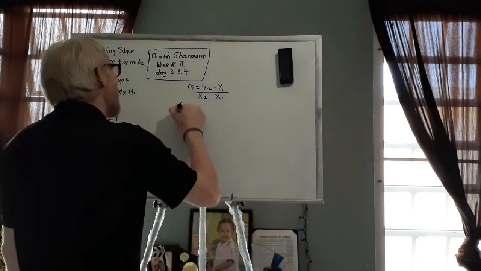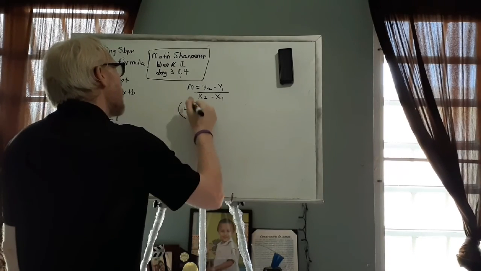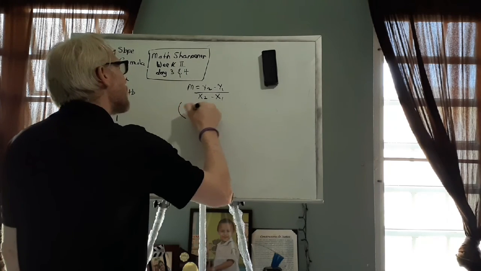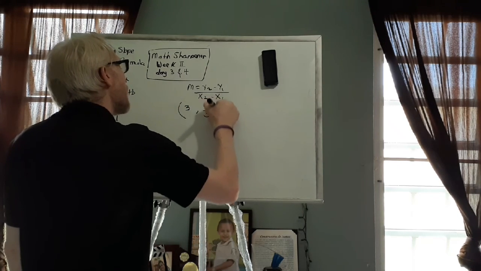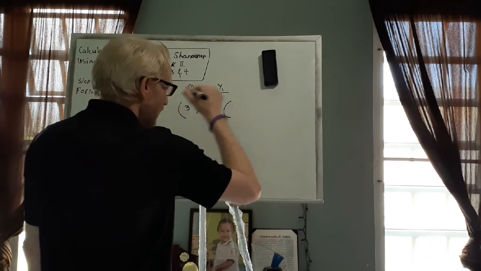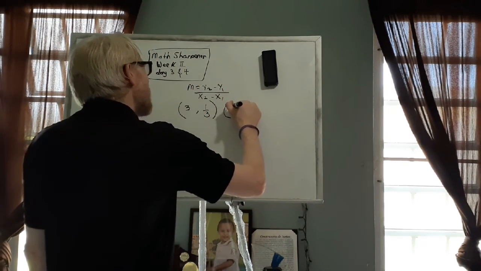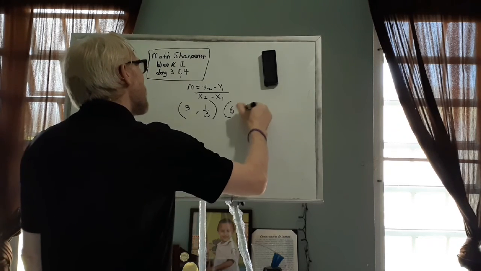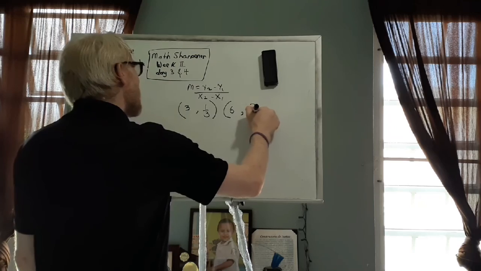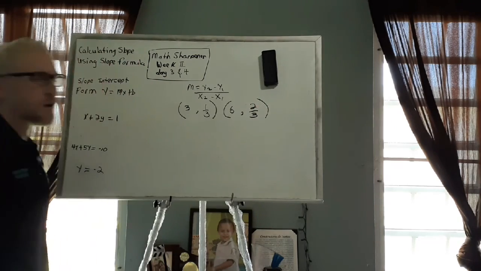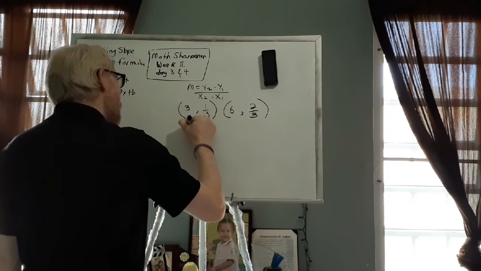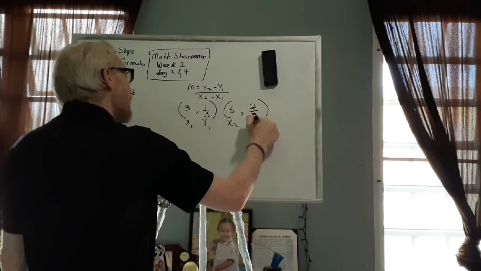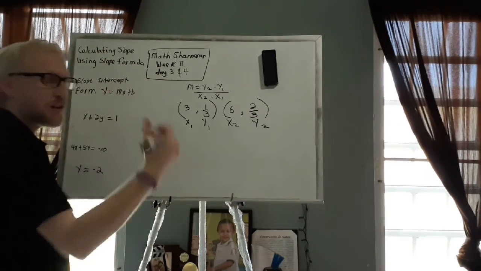So what if I say something like 3 and 1/3, and my other pair would be 6 and 2/3. Now we're going to do the same thing. X sub 1 and y sub 1, x sub 2 and y sub 2. And then you're just going to plug them into the formula.